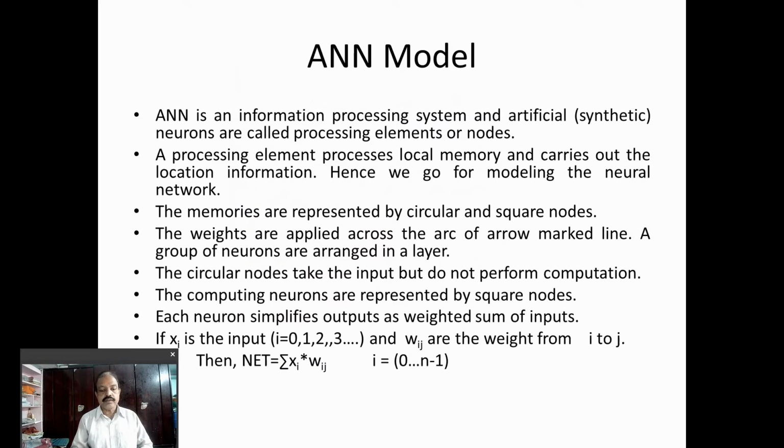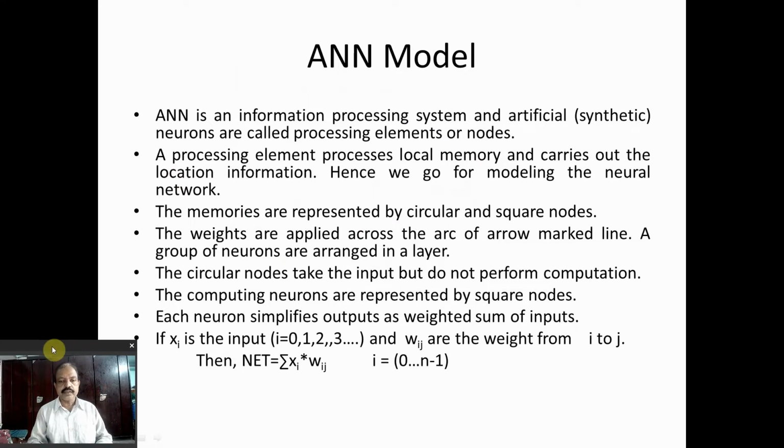Okay. Then the most important part, we are going for the ANN model. So how do we go for this modeling? That is important for us now. In the modeling, ANN is an information processing system, and the synthetic or artificial neurons are called the processing elements. So I told you that this ANN is an information processing system. Then who processes? The nodes, the artificial neurons that are represented, participate in the processing of the elements. A processing element processes local memory and carries out the local information. Hence we go for this modeling of the neural network.